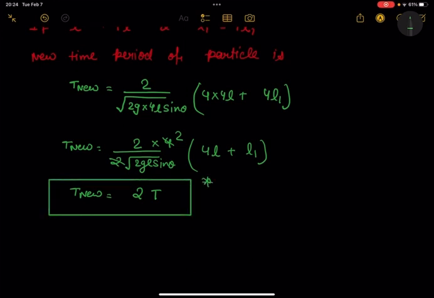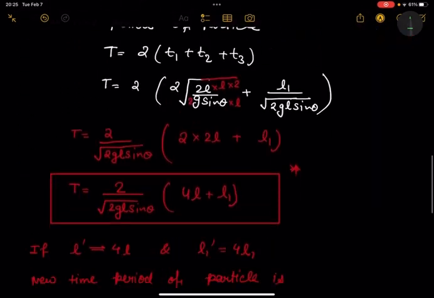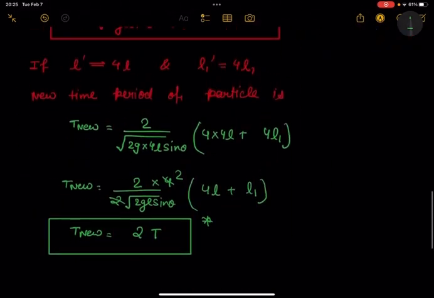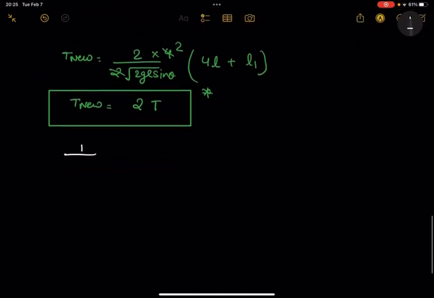It is asking about frequency. So time period is 1 upon frequency. So 1 upon F new is equal to 2 by F. So finally the new frequency is equal to F by 2.